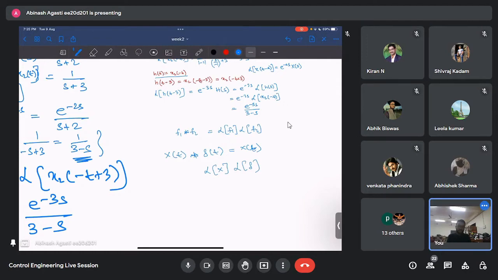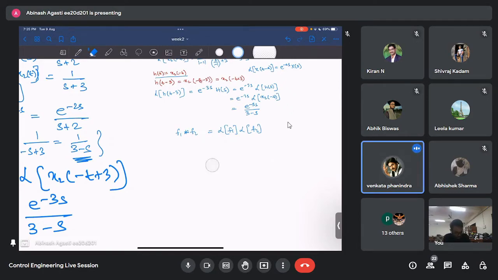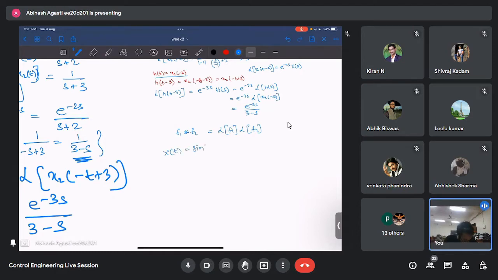That is the convolution theorem, sir. That is only the convolution theorem. Okay, I'll just show it to you. So suppose I have x of t is equal to sine t, and delta t is the impulse function. So what is the convolution of these two?